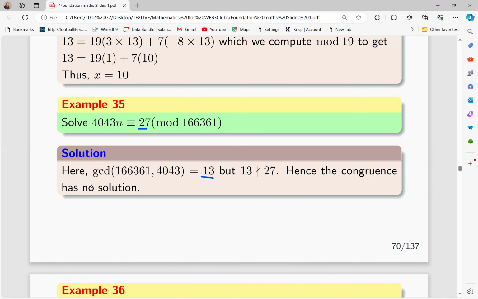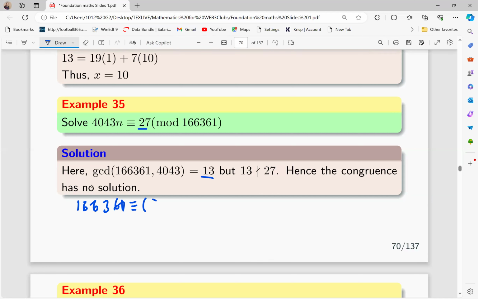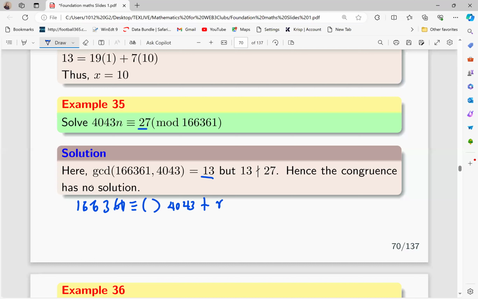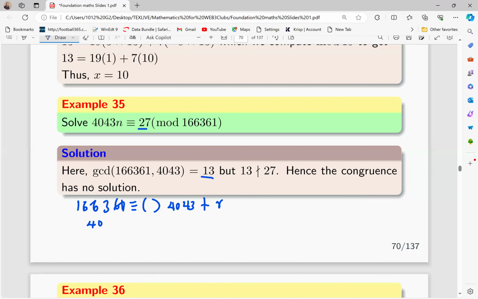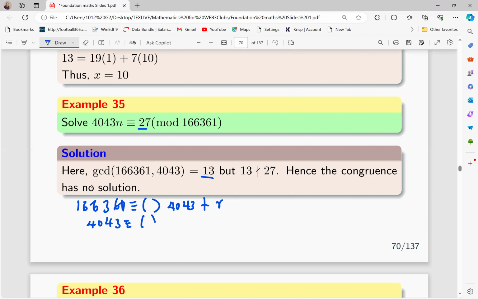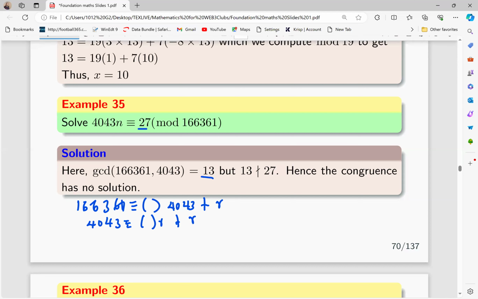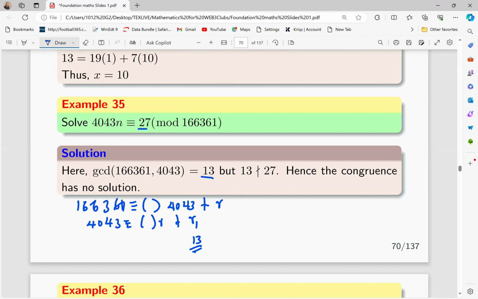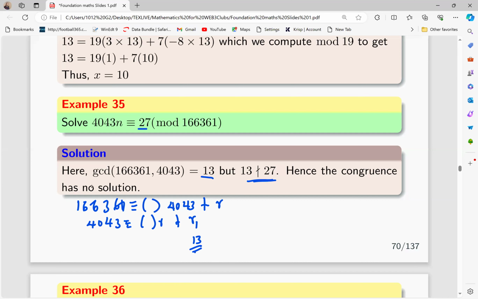So what I'm saying is, you would ask yourself, how many times would 43 go into this number? Then find the remainder. Then ask yourself, how many times will this remainder go into 43? Then find another remainder, and so on until you find that the GCD is 13. Then after that is when you test whether 13 can divide 27. Because this is a big number, you cannot be knowing this GCD offhand.